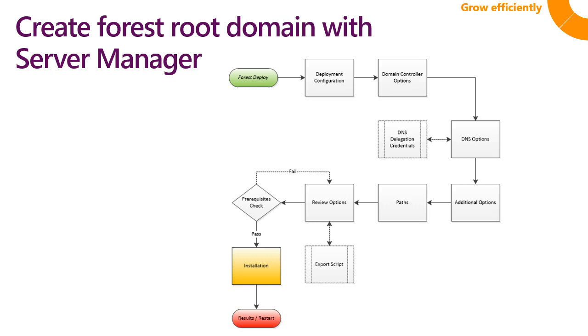Now, there are more options. You could select the paths that you want it to go through. Then you can go through and review the options. Once you've reviewed those, the prereq check will kick in. If it passes, installation will occur. If it fails, you go back to review the options. This is where you can also use that review options screen to export the script, so that if it's something that you want to take out to other locations, customize, or you've got multiple servers within the same customer that you need to promote to domain controllers, it's very easy for you to keep reusing that script over and over again.